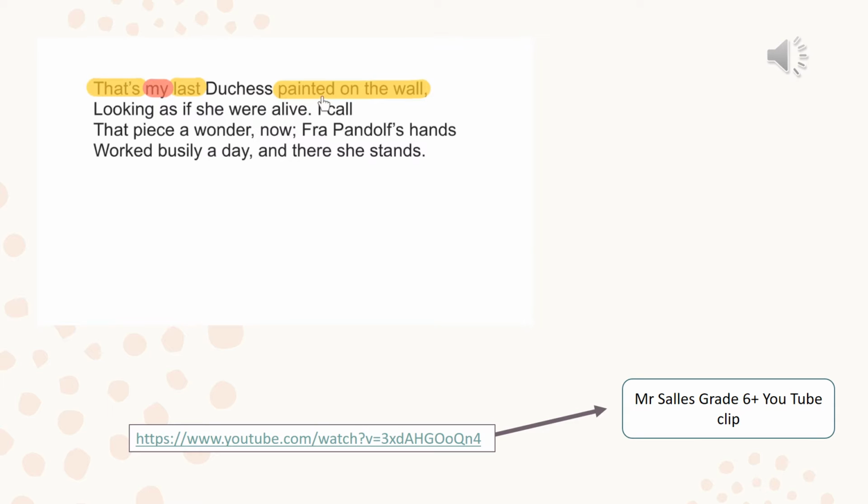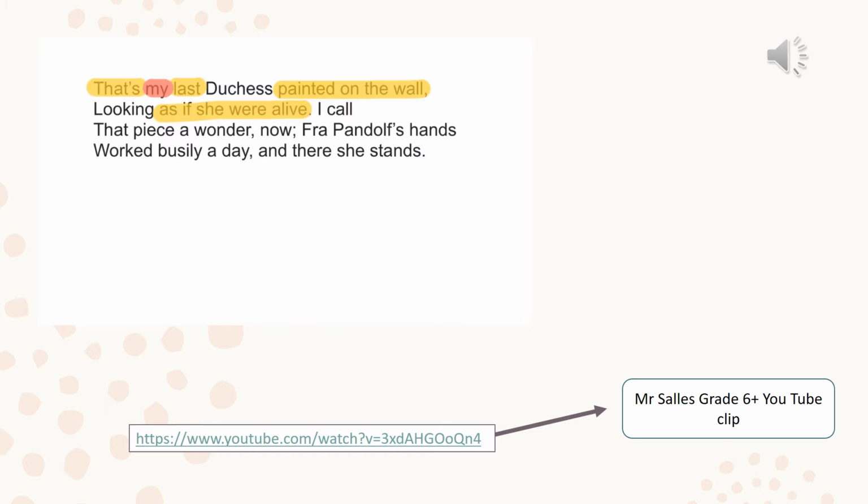And then she's painted on the wall, which is our evidence for this being a fresco painting. And finally in this line we've got the possessive my, a clue that he's just seen his wife as a possession, and he'll see all his wives, all his duchesses, as possessions, not as fully rounded human beings.